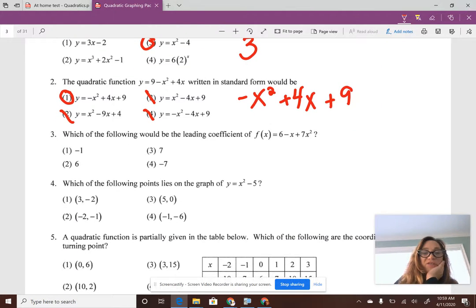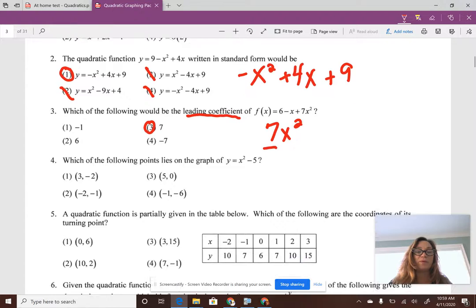Okay, which of the following would be the leading coefficient? So the leading coefficient would be the one that belongs to the term that has the highest power. So the lead would be 7x squared, so the coefficient would be just the 7.